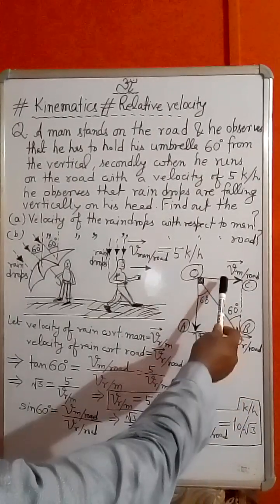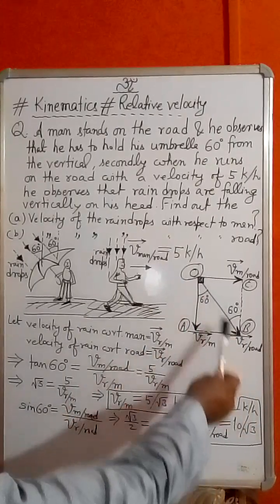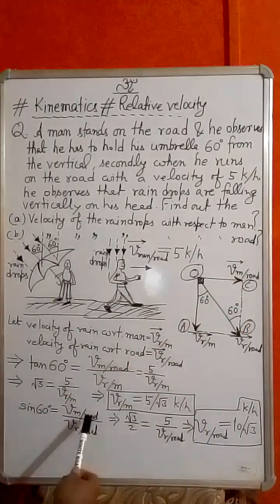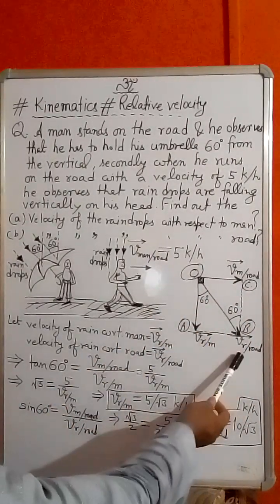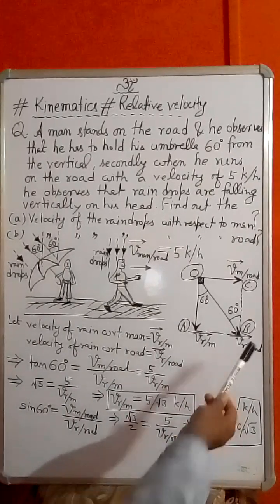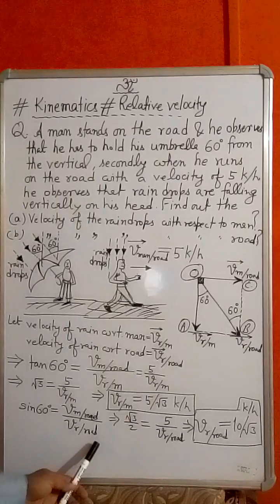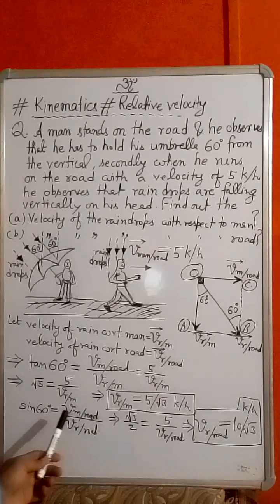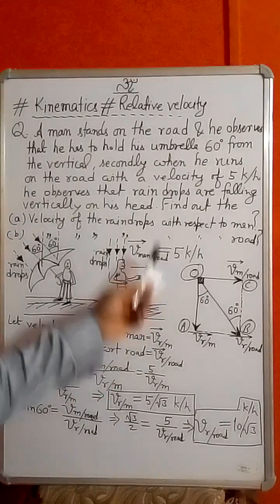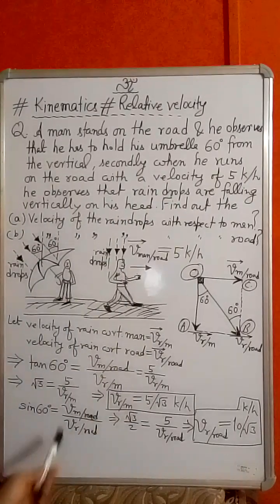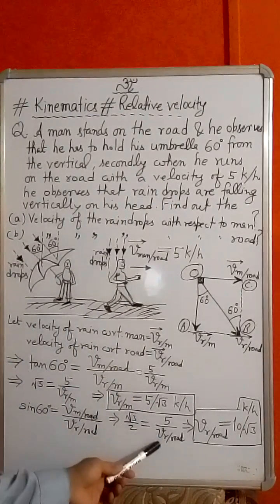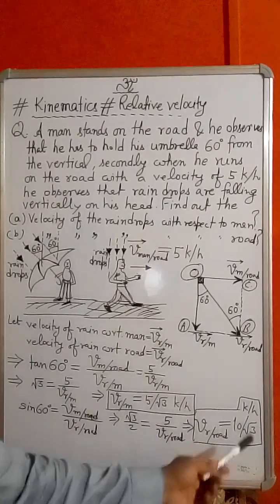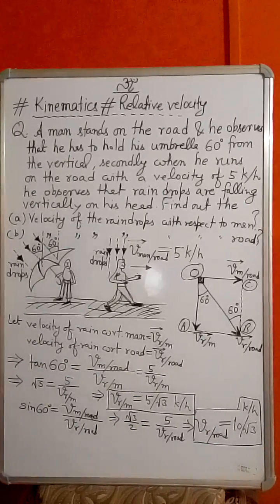Sin 60 is equal to perpendicular upon hypotenuse, right? This perpendicular is OC, which is the velocity of man with respect to road, upon the hypotenuse, which is the velocity of raindrop with respect to road, correct? This is equal to sin 60, the value we already know from trigonometry, which is root 3 by 2. The velocity of man with respect to road has been given in the problem as 5 km per hour. Replacing the value, we get the velocity of raindrop with respect to road is equal to 10 divided by root 3 km per hour, right?